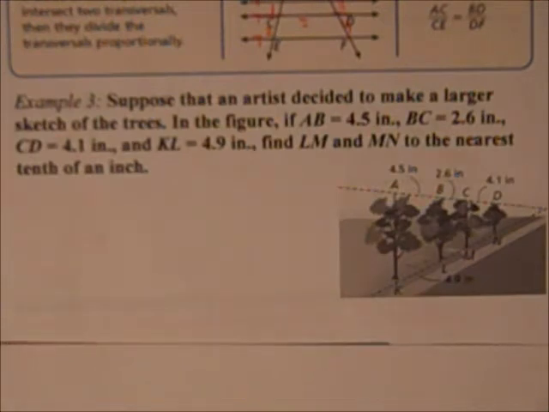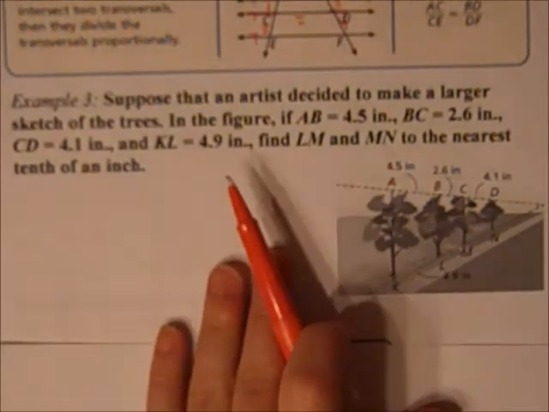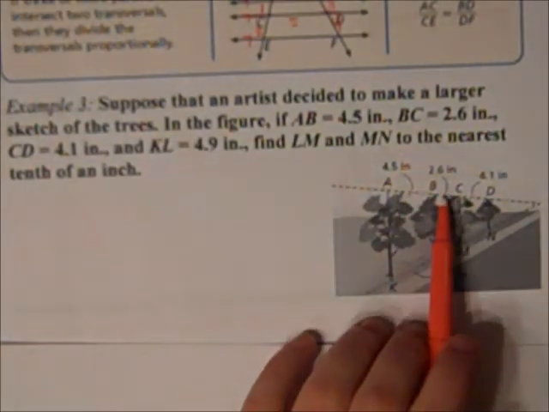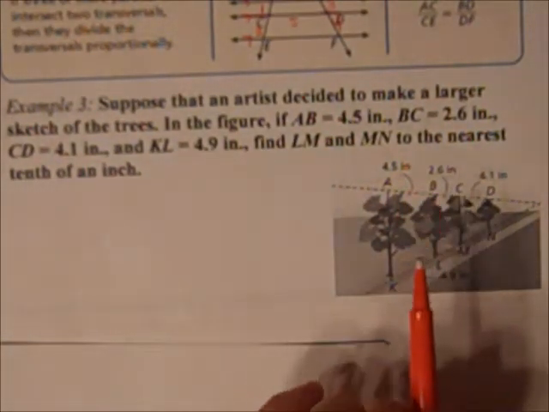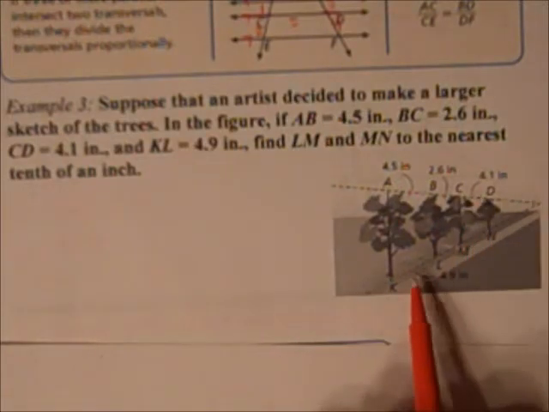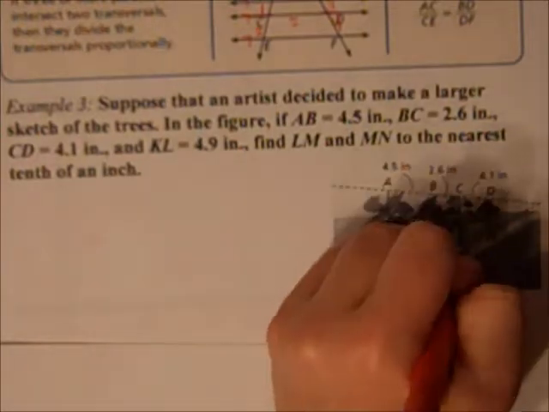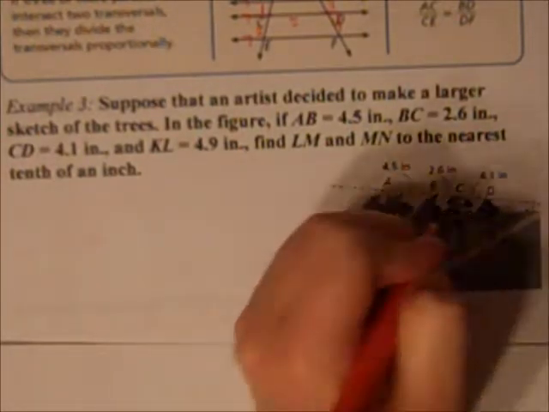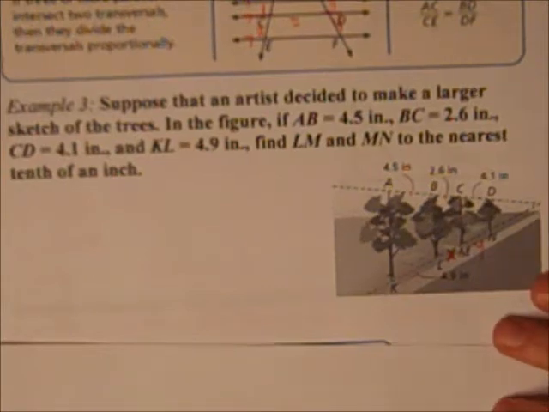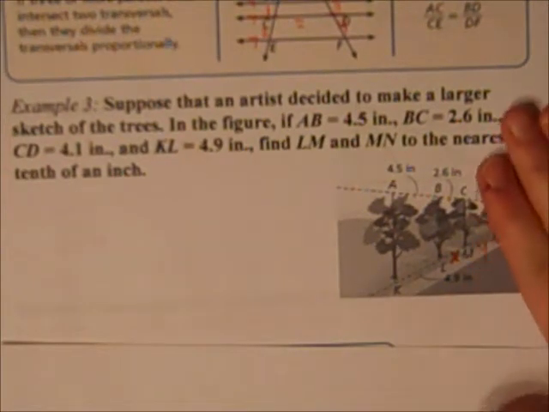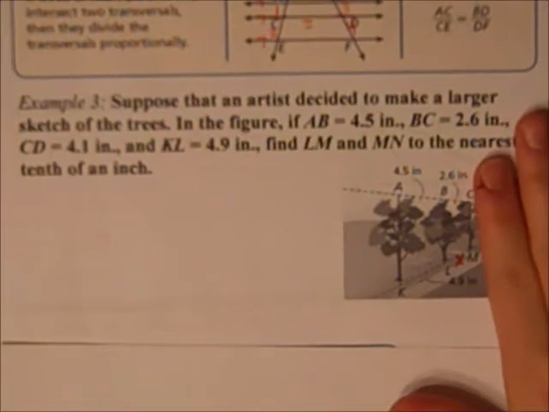Suppose that an artist decided to make a larger sketch of the trees in the figure. AB is 4.5, BC is 2.6, CD is 4.1, KL is 4.9, and I want to find LM and MN. So I'm going to call this X and Y. We're finding 2 things here, so I'm just going to have to do this problem twice, but it's the exact same thing. So the first time I do it, I'm just going to cover up this last section.